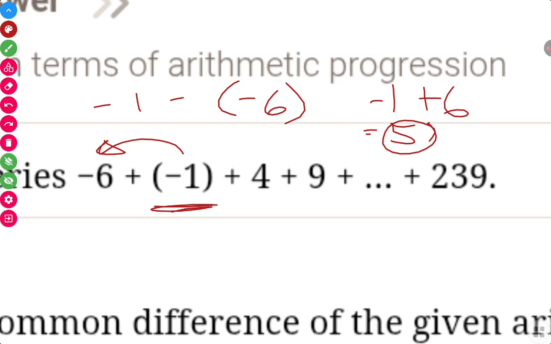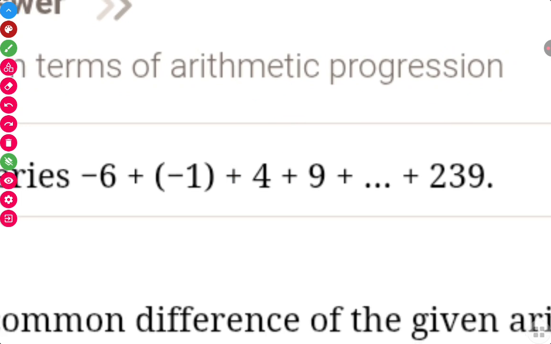And when it's an arithmetic progression, it's always gonna have the same common difference. So any number, if you subtract by the number before it, you're gonna get the same answer if it's an arithmetic progression. So the common difference is 5. You can also check with other numbers too.